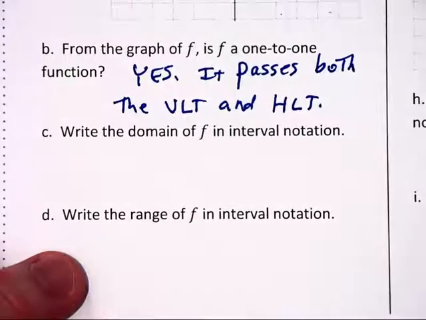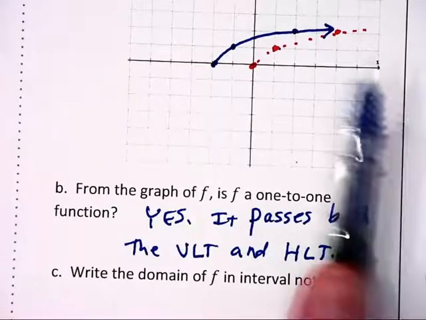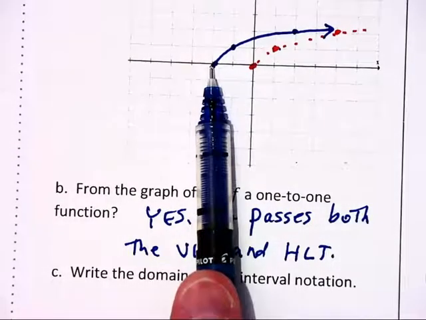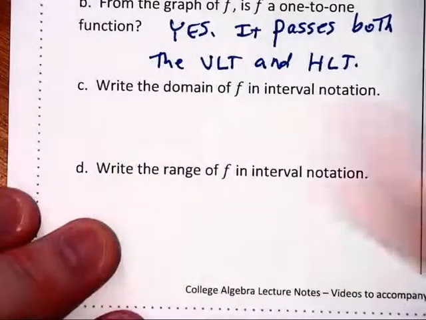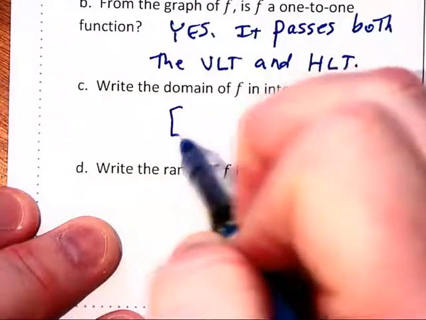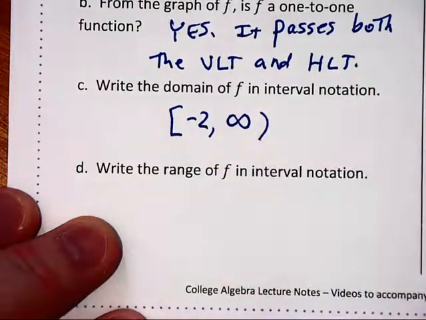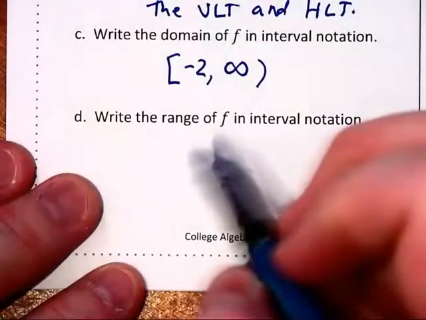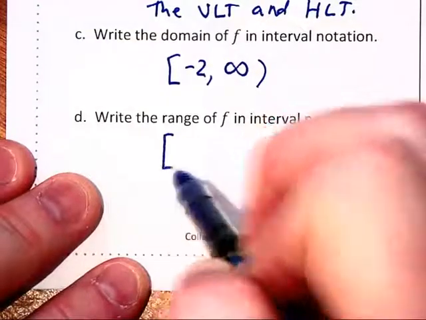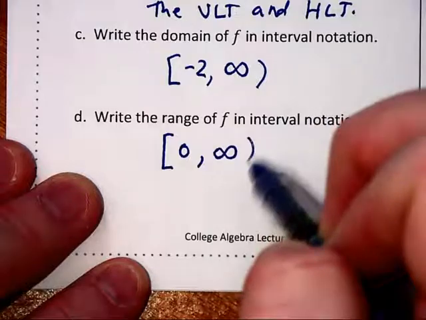Now they want us to find the domain in interval notation. The domain is where the graph is defined from left to right, and it starts being defined at negative 2 on up to positive infinity. So our answer here will be from negative 2, which we include, on up to positive infinity. Likewise, what is the range? Well, you know the output must be positive for a square root, so the range will be from 0, which we include, on up to infinity.